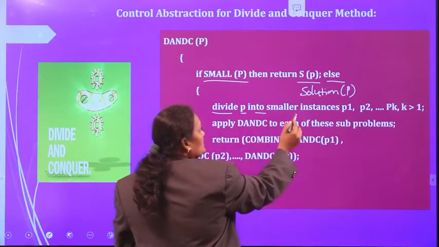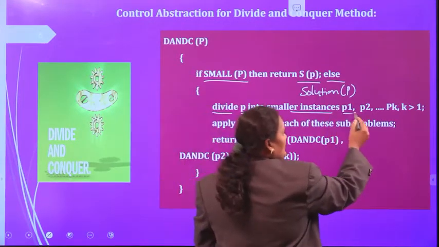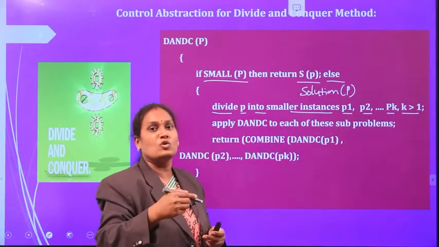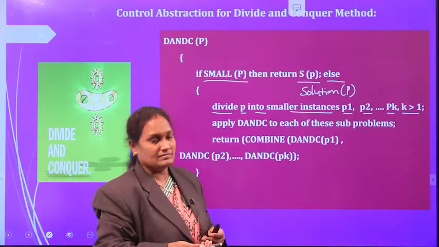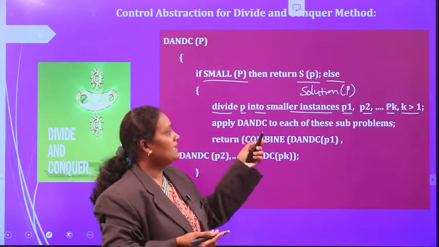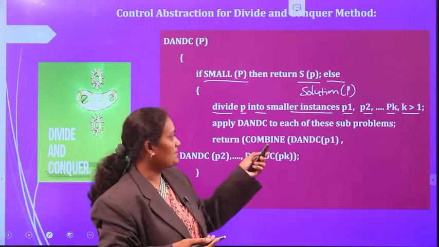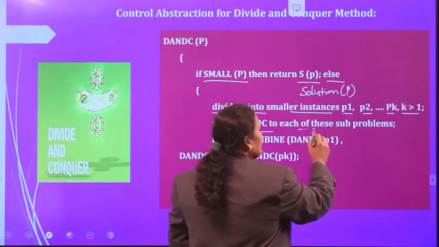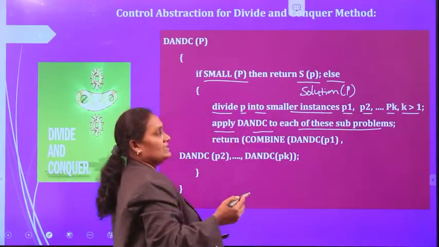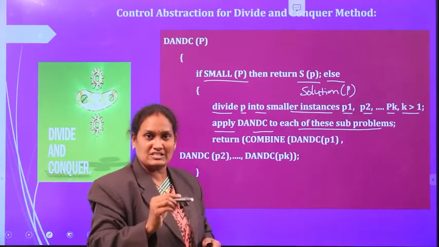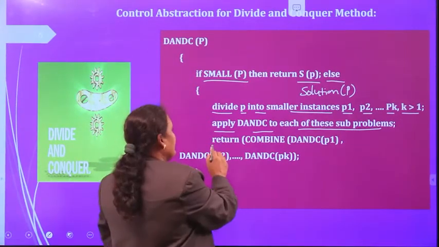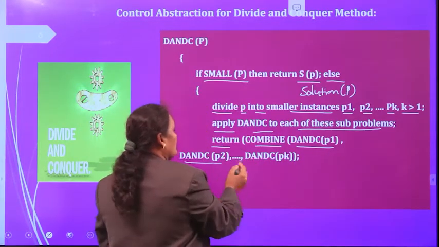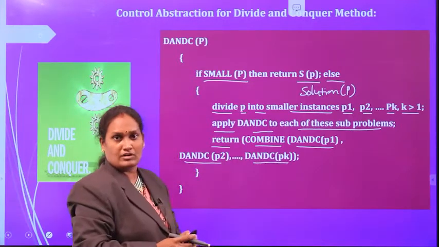Divide P into smaller instances such as P1, P2, Pk. Here k should be greater than 1. That is, we are dividing into more than one subproblem. Here P is divided into k subproblems. Those subproblems are nothing but P1, P2, and so on to Pk. Apply divide and conquer to each of these subproblems, and return combine of divide and conquer of P1, divide and conquer of P2, and so on, divide and conquer of Pk.